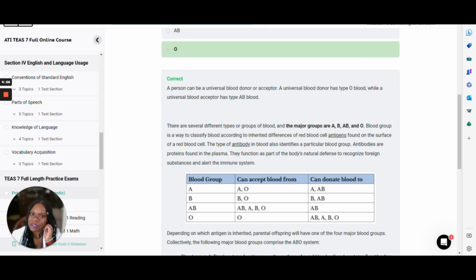There are different types of blood groups that are part of the major groups. You've got A, B, AB, and O. The way that's set up is based off of the antigens on the surface of the red blood cell, right? That's how they classify the blood.